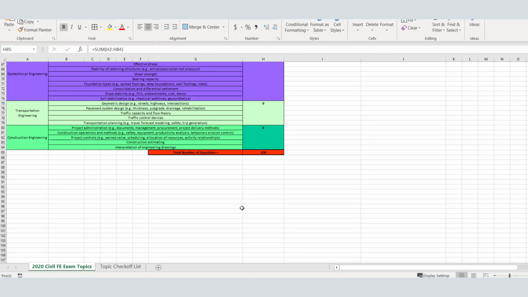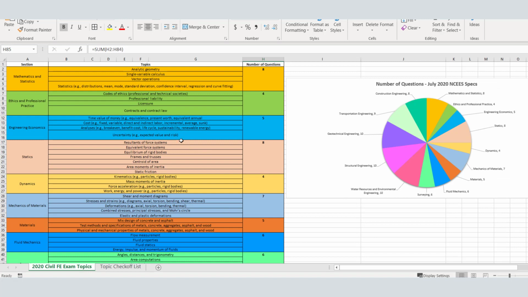So if I look at this Excel sheet here, you should be able to download this for free on my website. I believe all you have to do is go on there and click the link, and it should allow you to download it. So what's happening here is we have two tabs at the bottom.